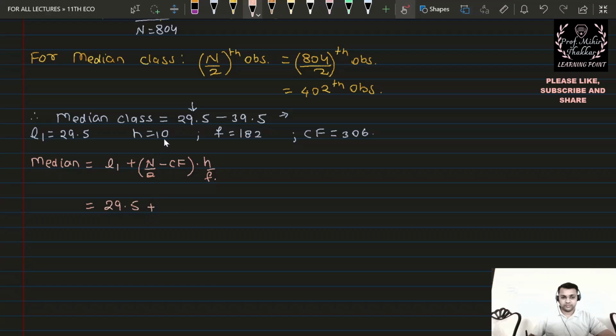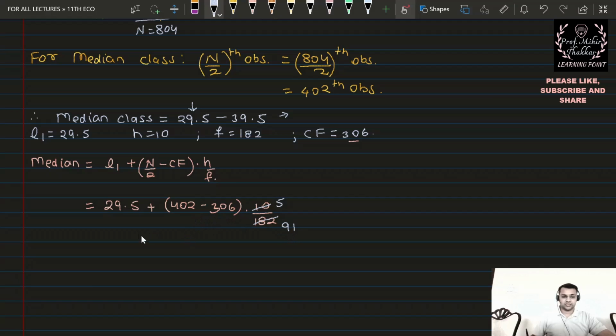The lower limit over here is 29.5 plus N by 2, we have already taken 402, minus CF of the above class, which is 306, multiplied by H, that is 10 upon 182. I can simplify this both. Dividing by 2 gives me 5 upon 91.